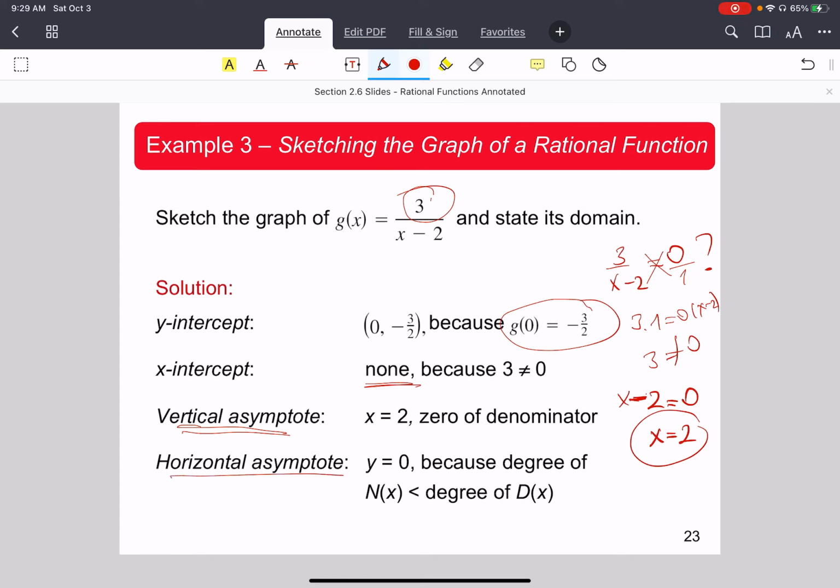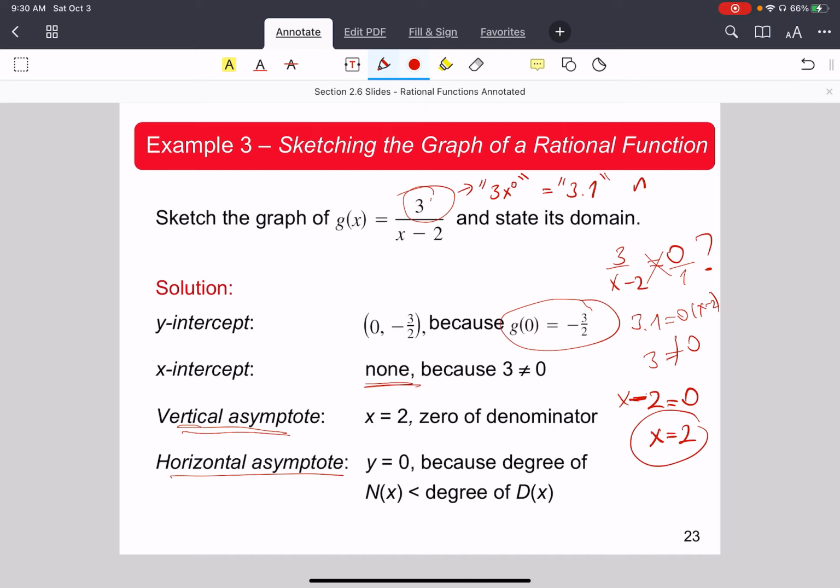For the horizontal asymptote, you guys realize you need to apply the rule. So look at the degree of the top. So this guy has 3. The way we find the degree of a constant polynomial is we think of it as something like 3 times x to the 0. Because anything raised to 0 is always 1. So it's just 3 times 1, which is 3. So think of it that way.